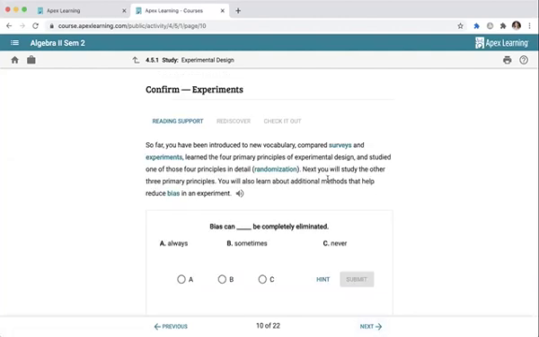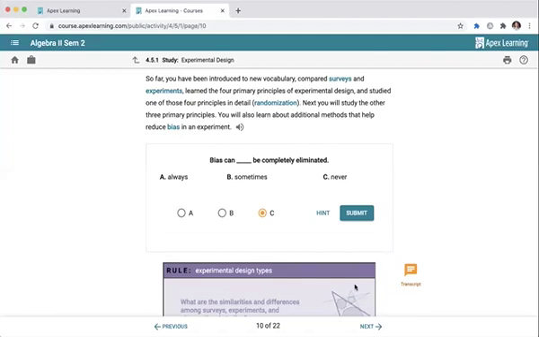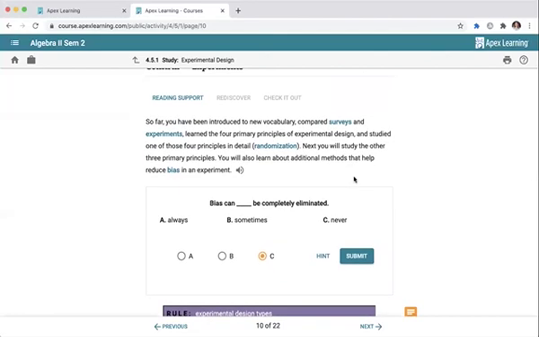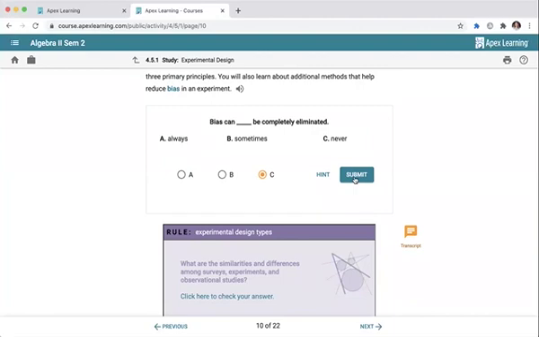Okay, so bias can never be completely eliminated. All right, that's one of the main takeaways you have to understand. Bias can never be completely eliminated, unfortunately. We can do all these things like randomizations and control groups and design our experiments properly, but we can never, unfortunately, completely get rid of bias.